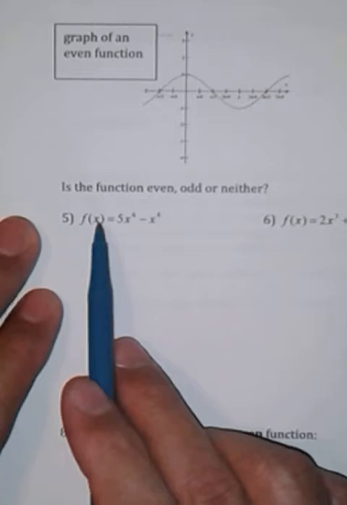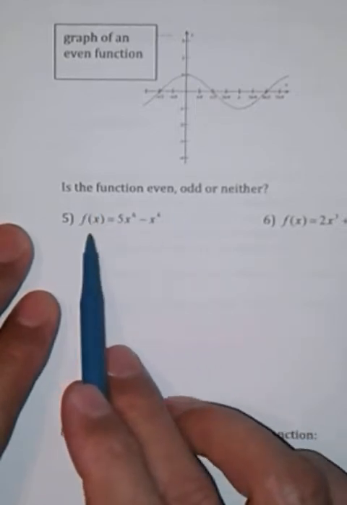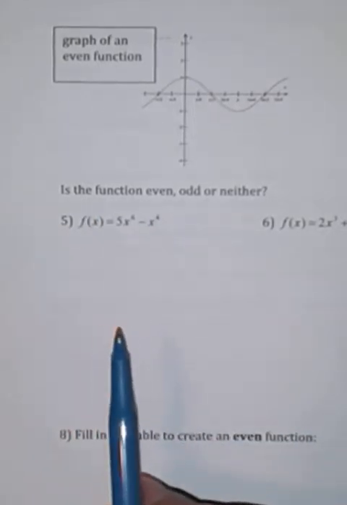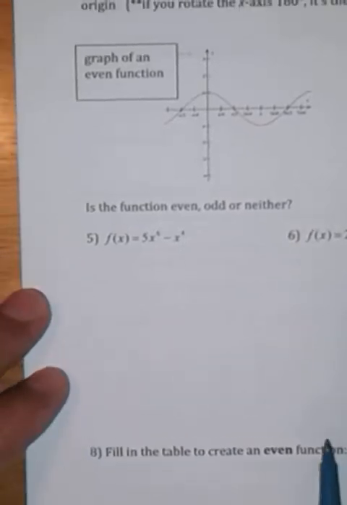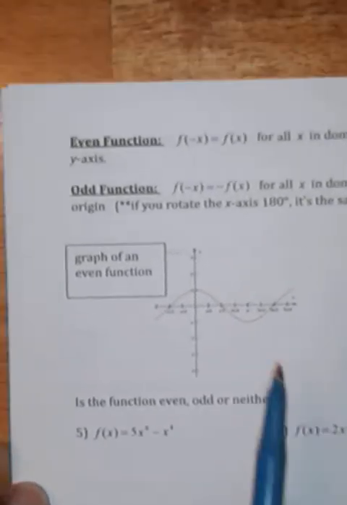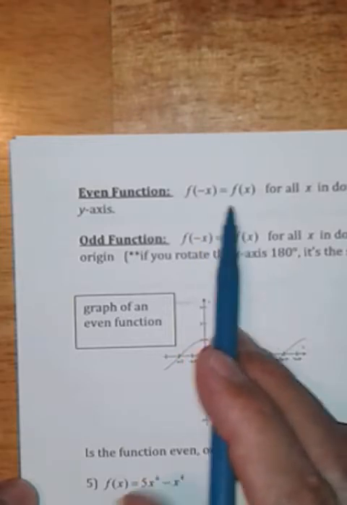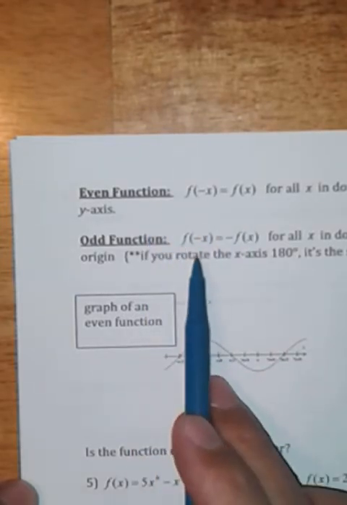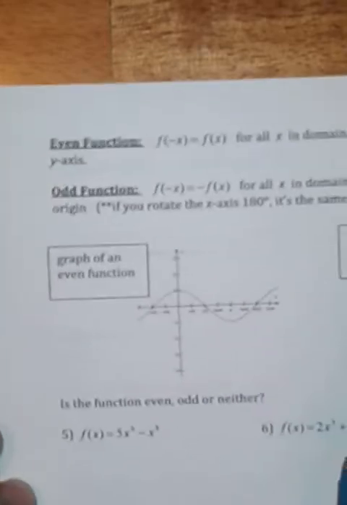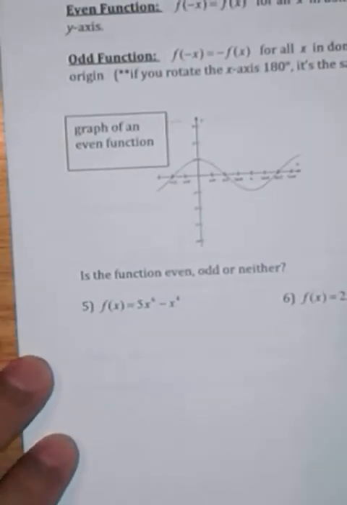How about when they ask us, is the function even, odd, or neither, but they don't give us a graph? And we're not allowed to use graphing calculators, so that leaves us with the definition. F of negative x has to be f of x if it's even. F of negative x has to be negative f of x if it's odd. So this is what it means.